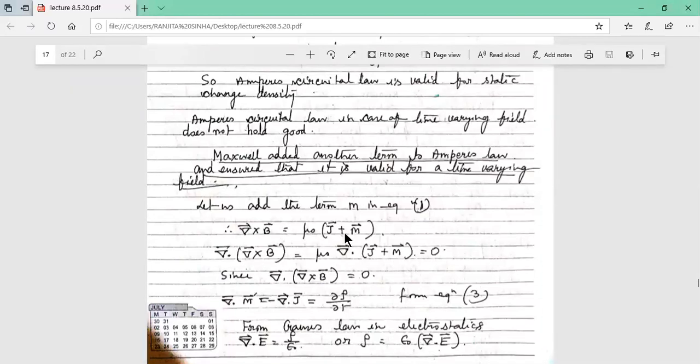So we are starting from Ampere's circuital law, putting an extra term M, and then taking divergence on both sides. Divergence of curl of B equals mu 0 into divergence of J plus M, which equals 0, since the divergence of any curl is 0. So divergence of J plus divergence of M equals 0. If we change the side, we can write divergence of M equal to minus divergence of J.